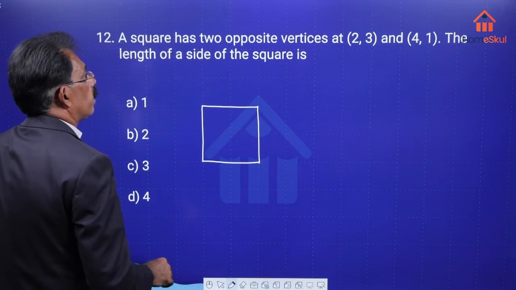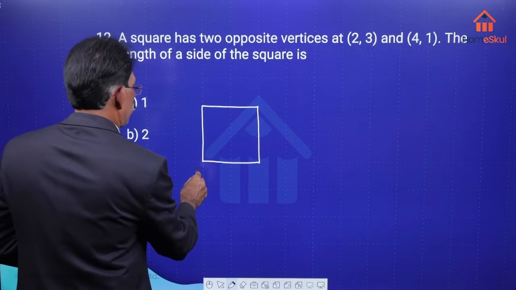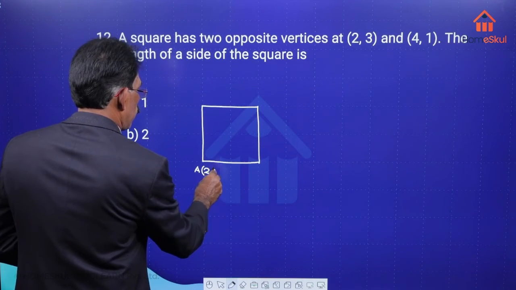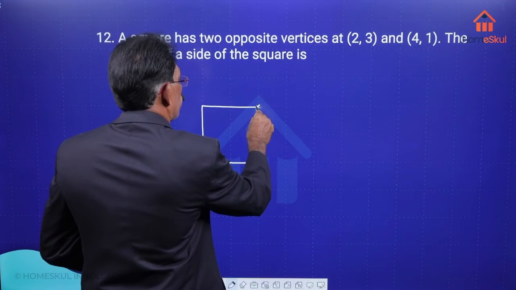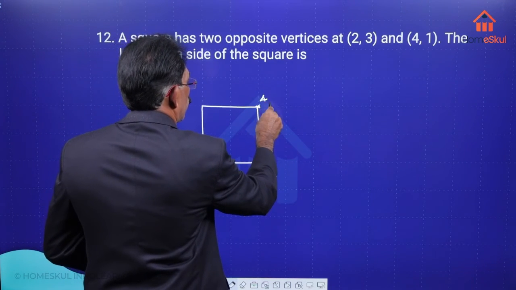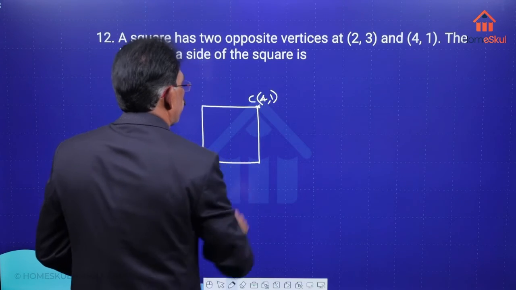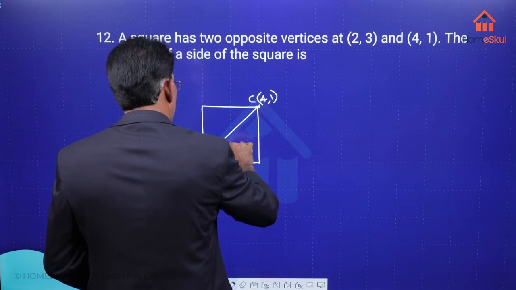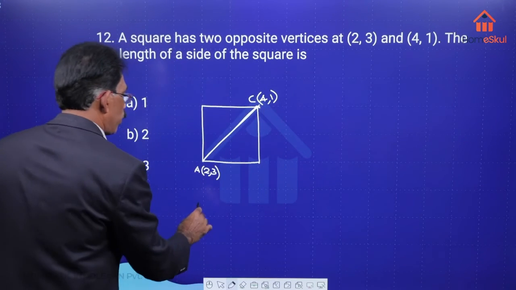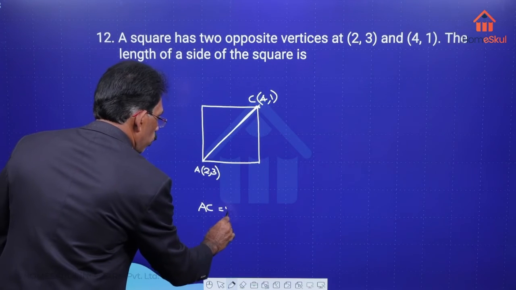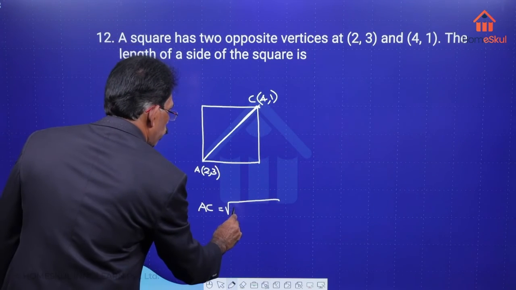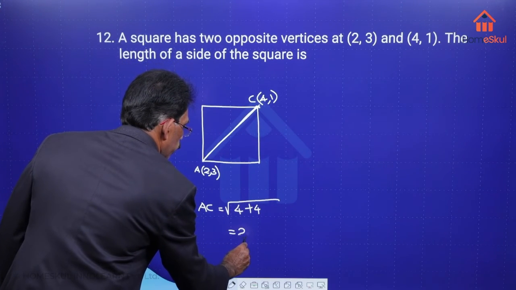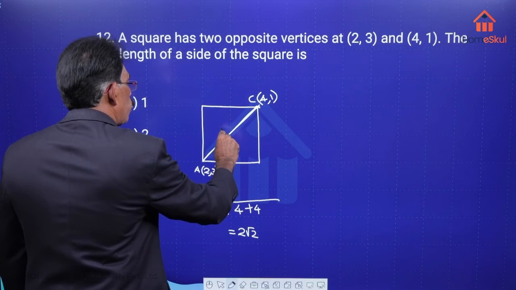There is a square. The opposite diagonal points are there: one here is (2, 3), and here that is C, (4, 1). You name them for the diagonal. The length of the diagonal AC is equal to the square root of (4 minus 2) squared, that is 4, plus (1 minus 3) squared, 4, which equals 2 root 2.